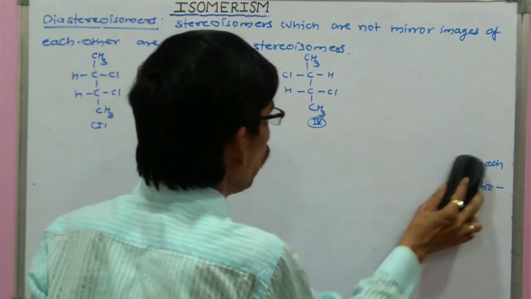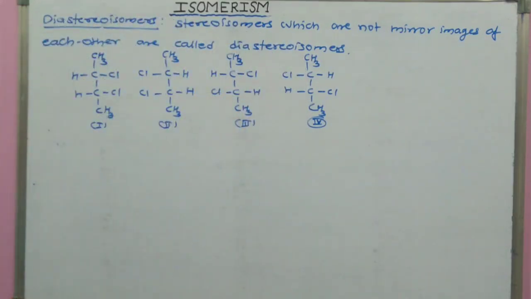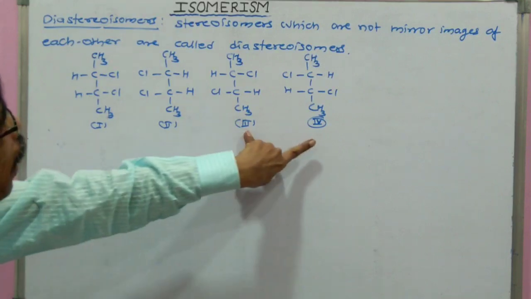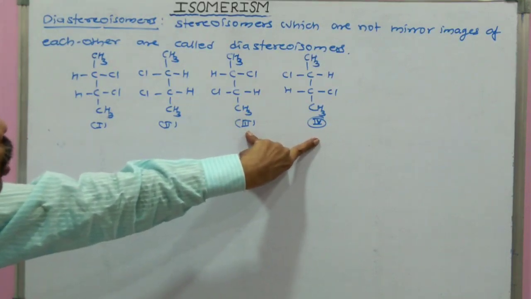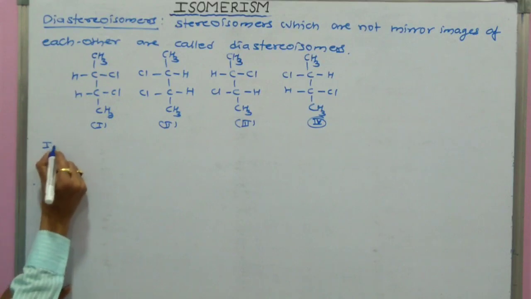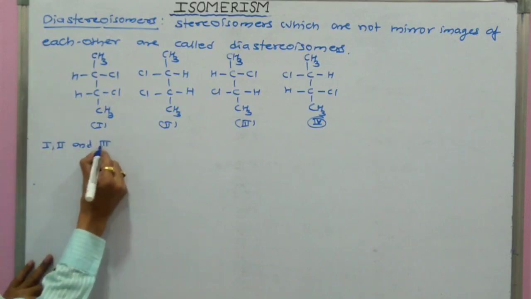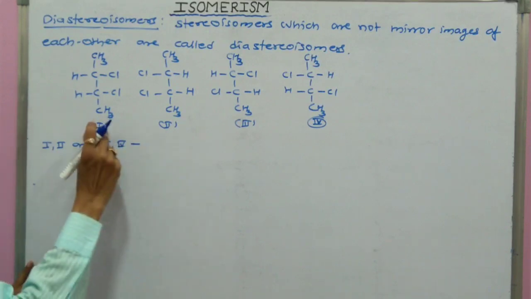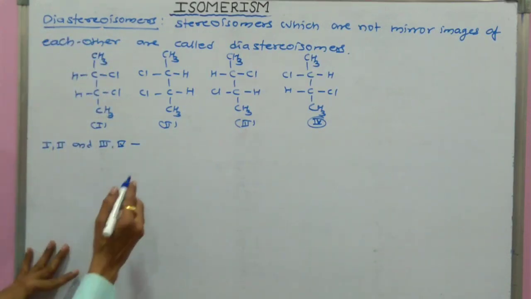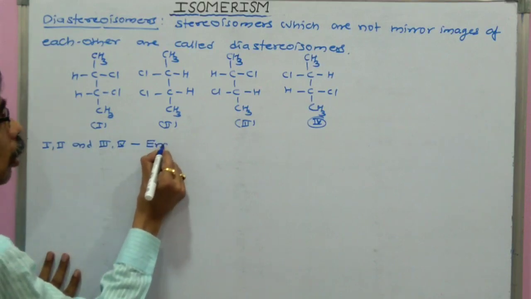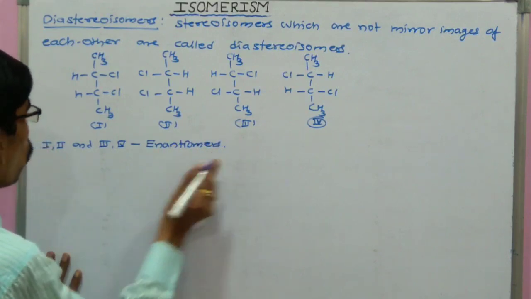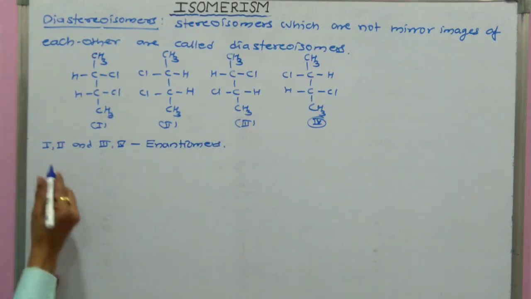Now see here, the first structure is a mirror image of the second structure. Structures first and second are mirror images of each other. Structures third and fourth are mirror images of each other. These mirror images of each other are called the enantiomers.